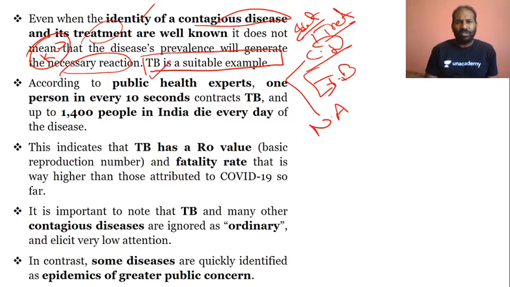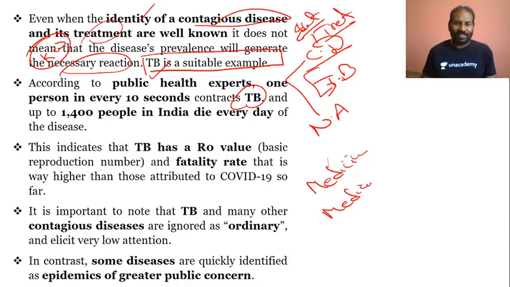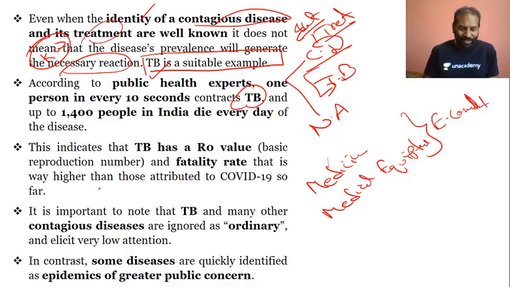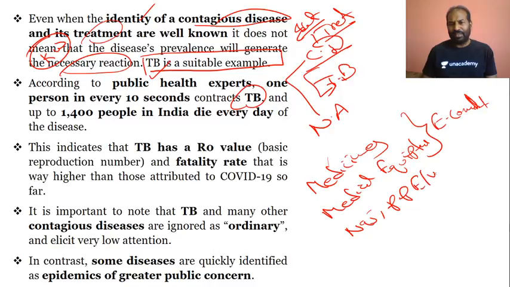Fine. And according to the public health experts, one person every 10 seconds contracts TB. This is very, very important. Look at the data which is given. State should include health as an essential commodity. Yes, yes, yes. That is why medicines or medical equipments are part of essential commodities. When we are talking about N95, PPE or ventilators, they are all essential commodities.